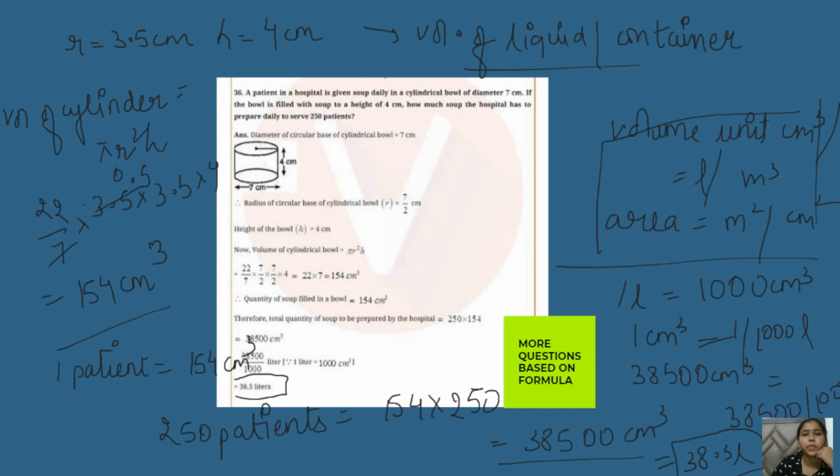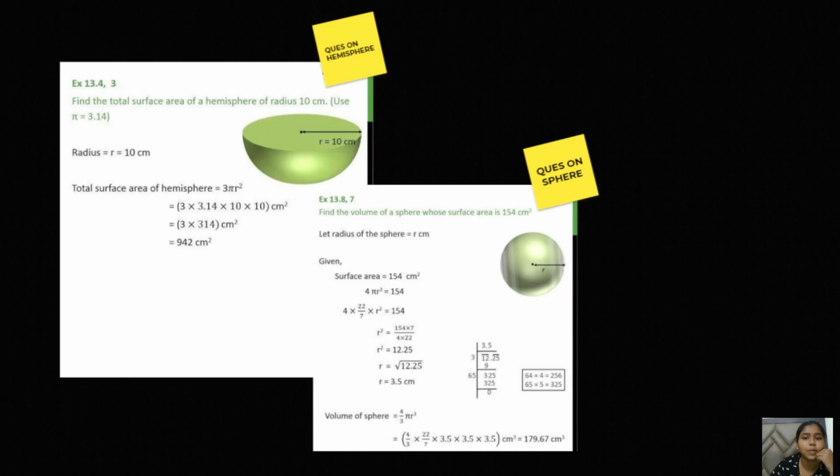Let's move to our another question. Okay, these are the questions related to the hemisphere and sphere. I just try to cover all these shapes by these questions. So find the total surface area of a hemisphere if the radius of the hemisphere is 10 centimeter. Now the total surface area of a hemisphere is 3 pi r square.